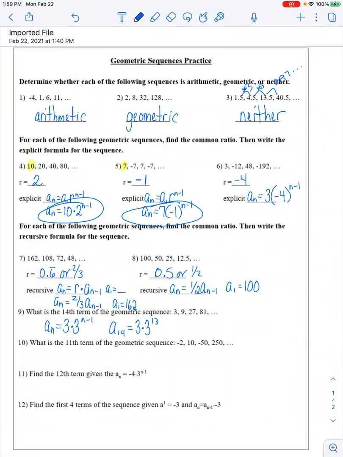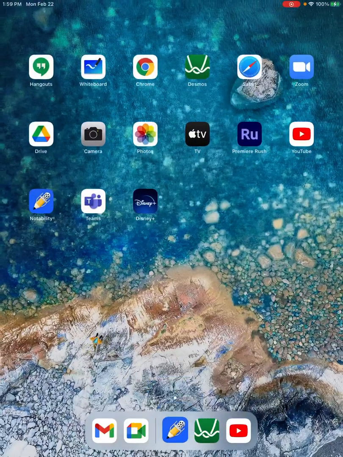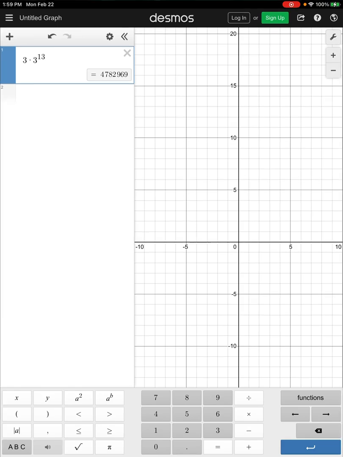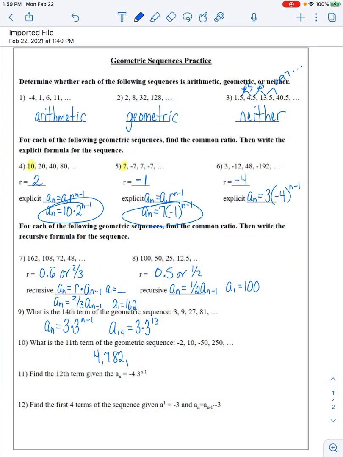4,782,969. So that's 4,782,969. That is your 14th term in this geometric sequence.